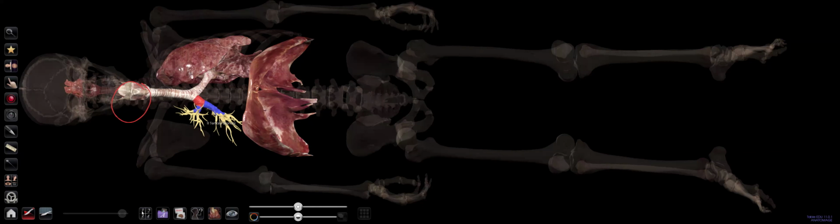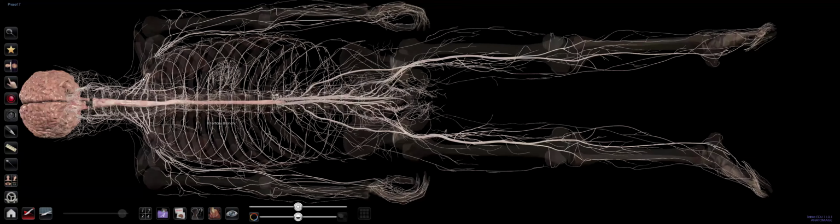All right, let's go to the nervous system. That would be preset number 7. Looking at our nervous system, we can divide it into two parts structurally. We have the central nervous system, which is the brain and the spinal cord, and then everything else is the peripheral nervous system. So all the spinal nerves and the cranial nerves are part of the peripheral nervous system. So let's take a look here.